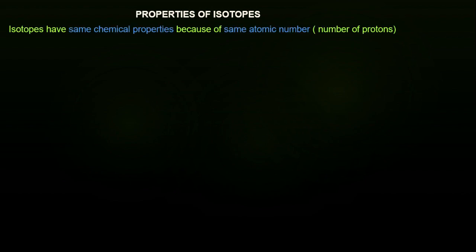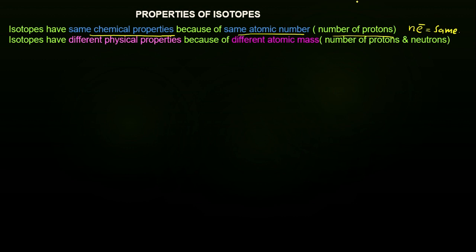Properties of isotopes. Isotopes have the same chemical properties. Chemical properties are the same. The same chemical reactions will be shown by the isotopes. Why? Because their atomic number is the same, their number of protons is the same, their number of electrons is the same. So that's why chemical properties are identical. But physical properties vary. Physical properties are decided by mass, atomic mass. That is collectively the number of protons and neutrons present in the nucleus. That's the number of nucleons.